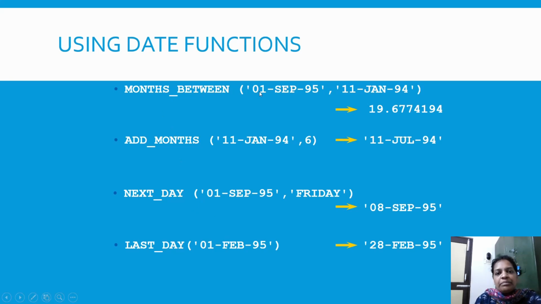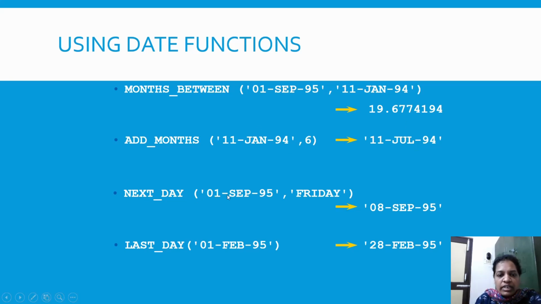See, months between. If you want to find the months between these two dates, it will give this much, from this year 95 to 94, from September to January, how many months. Then add months: this will display the added month. So 6 months we are adding, so it will give July, from Jan to July.